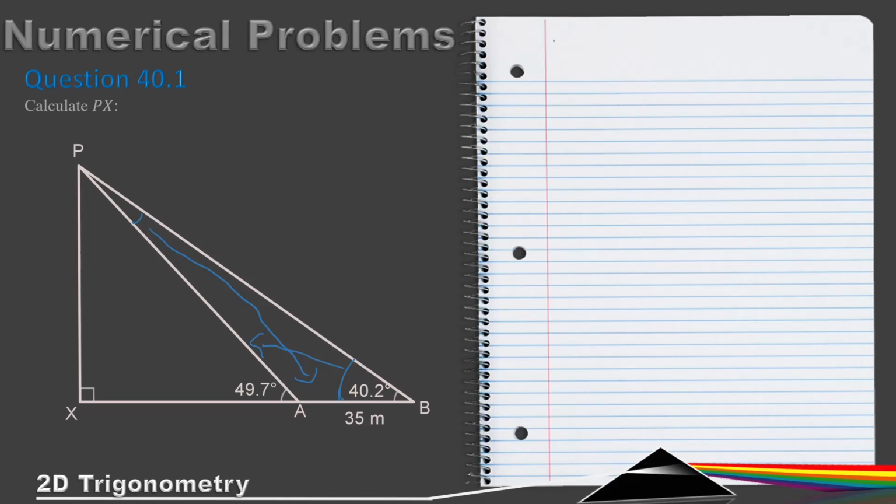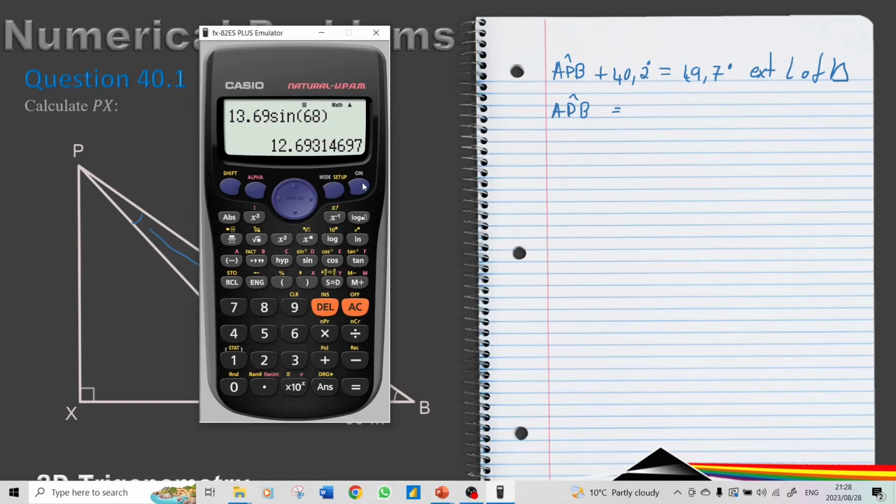So to find APB, we can say that angle plus 40,2 would equal 49,7 degrees, and that's the exterior angle of a triangle. All right, and then to solve that, we're just going to subtract. So APB is then equal to 49,7 minus 40,2, which is equal to 9,5.